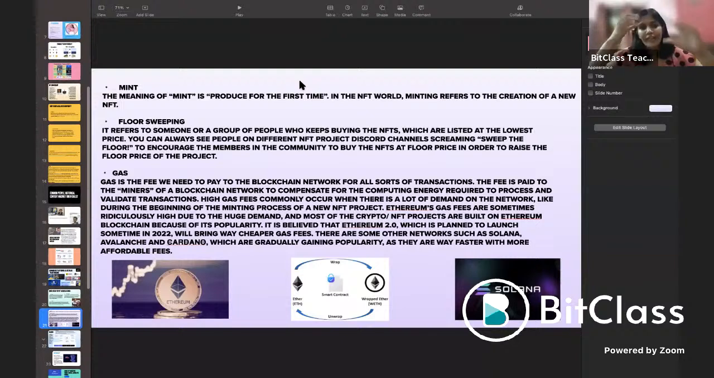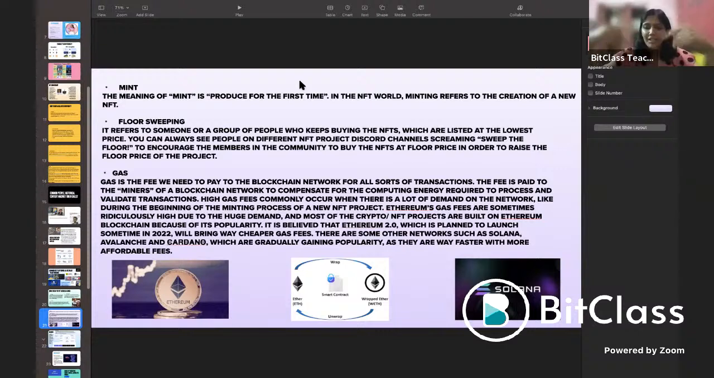Mint. The meaning of mint in NFT is to produce for the first time. Minting refers to the creation of a new NFT coming into existence for the first time. All right. Now, floor sweeping. What does floor sweeping mean? Floor sweeping is basically a bunch of flippers. They will buy at a low price together as a group. When the value escalates, they will sell for a profit.